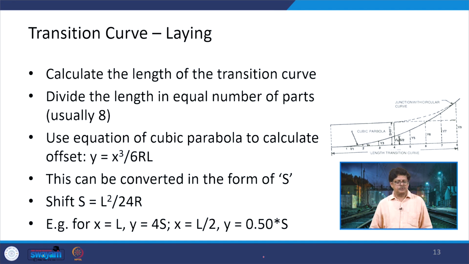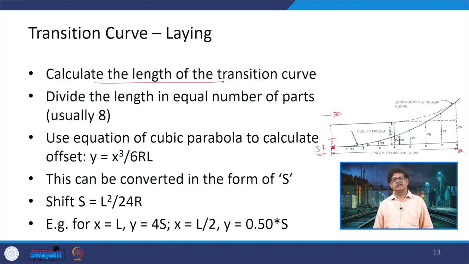Now, let us talk about the laying of a transition curve. We will be discussing the diagram which is given on the right hand side. First of all, we have to calculate the length of the transition curve. This length we can calculate on the basis of 3 criteria. Once we have got that, say this is the point from where the curvature is starting. Here on this side it is a straight section and this is a point of tangency. There is a length of transition curve which is coming up to this point.